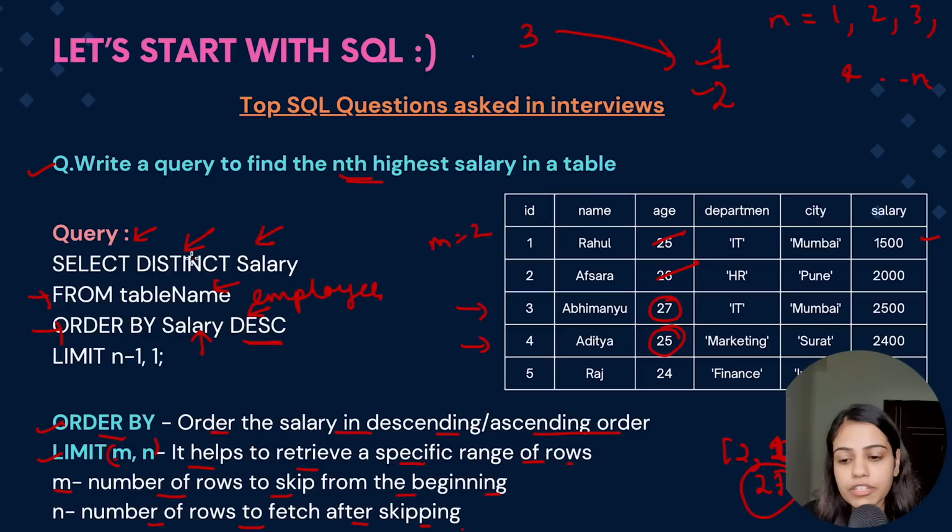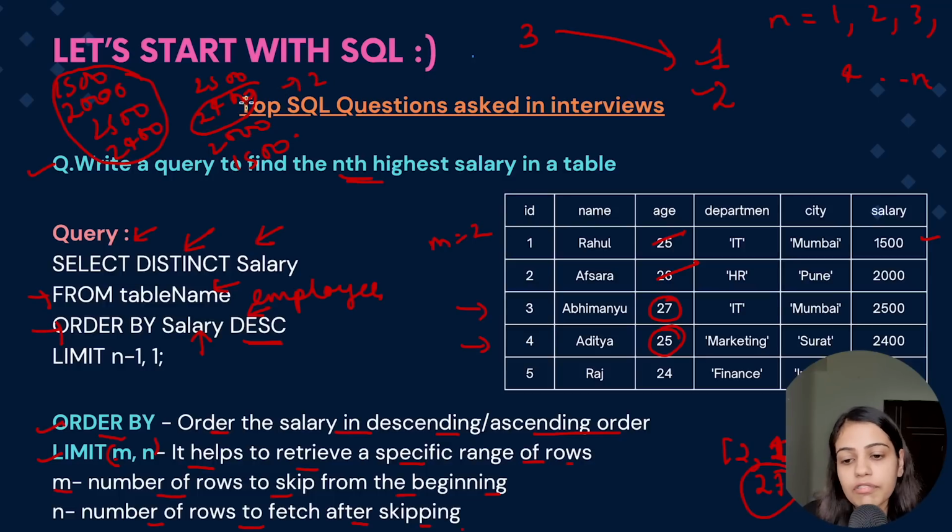First we will get the distinct salary. Let's take the distinct salary. That would be 1500, 2000, 2500, 2400, and again 1500 is repeated twice, and we are taking the distinct salary. So these would be the salaries. Now we have order by in descending order, so we will order this in descending order. That would be 2500, 2400, 2000 and 1500. Now consider that if I want this particular salary, that is the second highest salary.